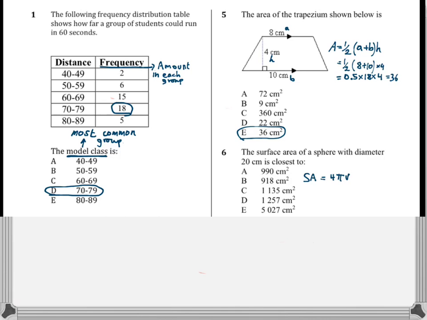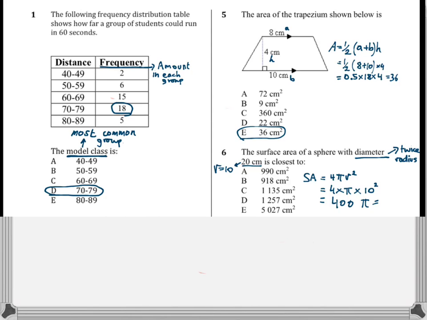So I need to know a rule for the surface area of a sphere. So I look up my formula sheet, and on it I'll have a picture of a sphere with the rule for surface area, 4 pi r squared. So it's 4 times pi times the radius squared. Now the radius is worked out from the information about diameter. Diameter is always twice the radius, so if diameter is 20, the radius must be 10. So I'll have 10 squared in that part of the calculation.